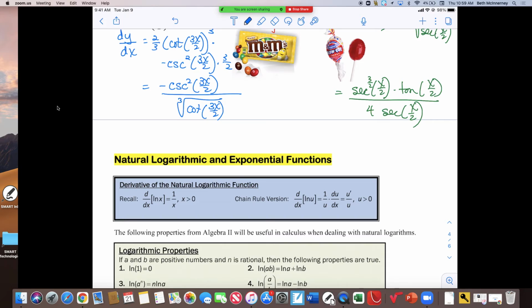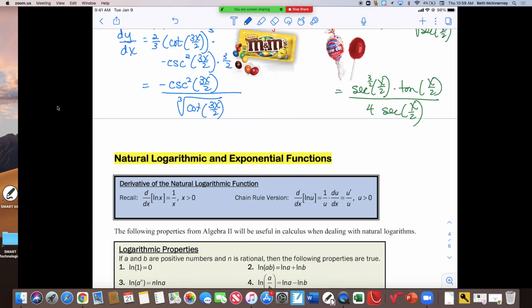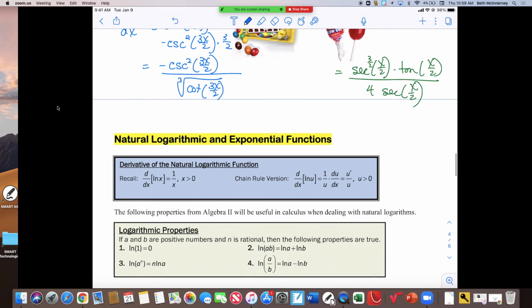All right, natural logarithms and exponential functions. We're going to get through part of example 6 and then pause there because that's as far as I got with my other class period. The derivative of ln x was 1 over x. So the big idea for the chain rule version is it's 1 over the stuff times the derivative of the stuff. So sometimes you'll see it written as u prime over u.